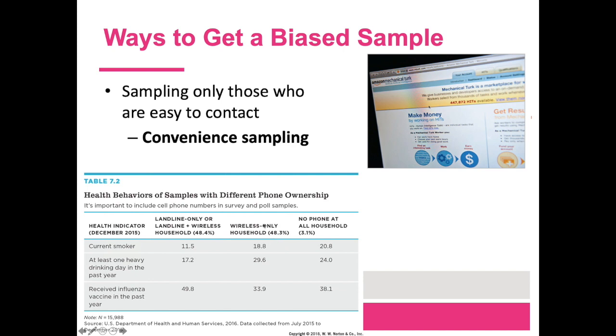But what if you're just using wireless? So they don't have a landline, so all you can do is call their wireless phone. It jumps up to almost 19%. And then people that don't have a phone at all, so you'd have to stop by their house, it's almost 21%. So if you're using people that have a landline, you're getting a very unique type of individual, someone that's less likely to smoke than these individuals.